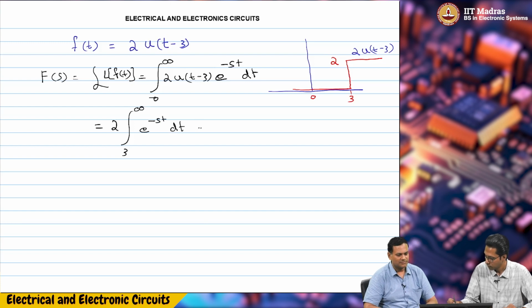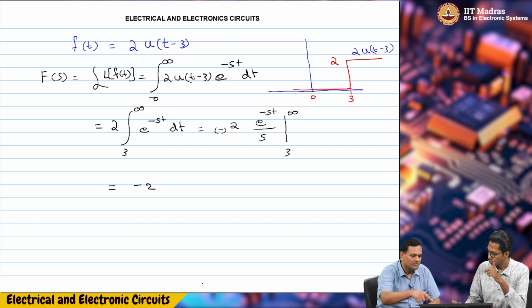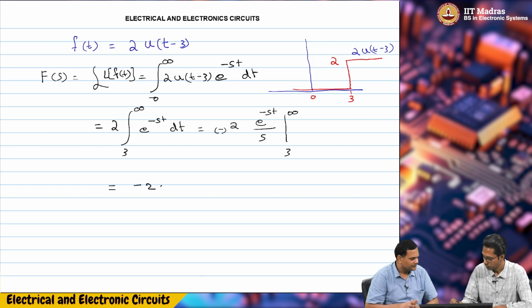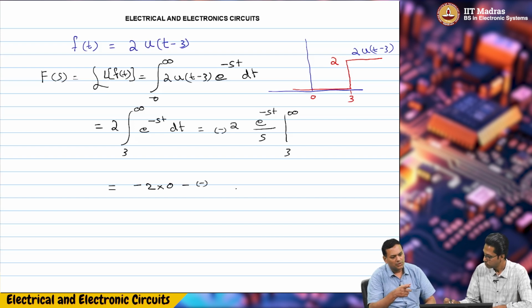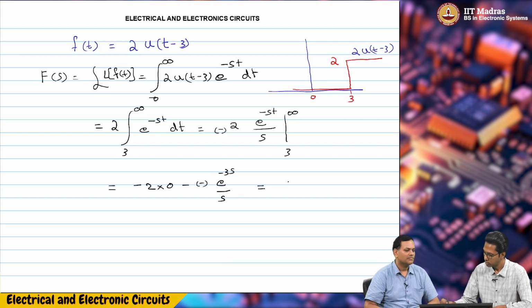So that is 2 times e power minus st by minus s, limit 3 to infinity. So minus 2 e power minus st: at t equal to infinity it is 0, so that goes to 0. Then minus e power minus 3s, because t is 3 now, by s. So this is just e power minus 3s by s, times 2.